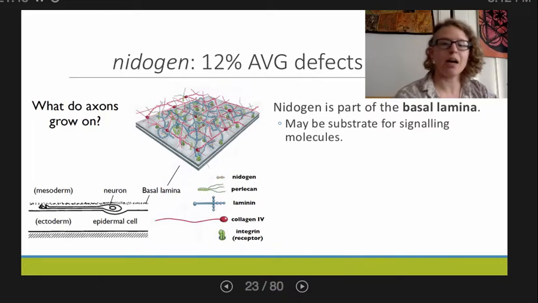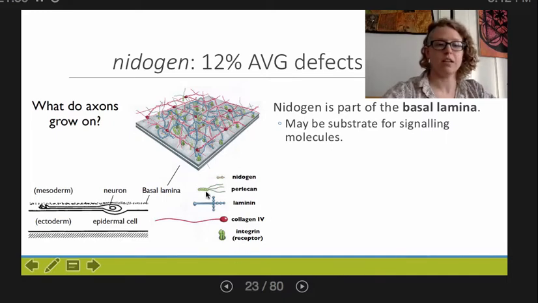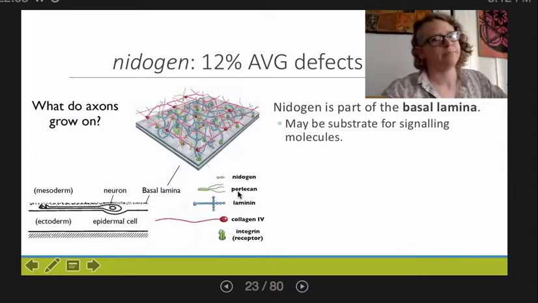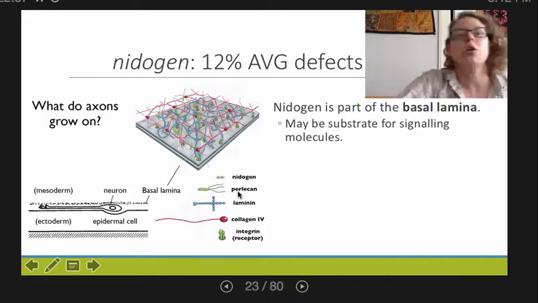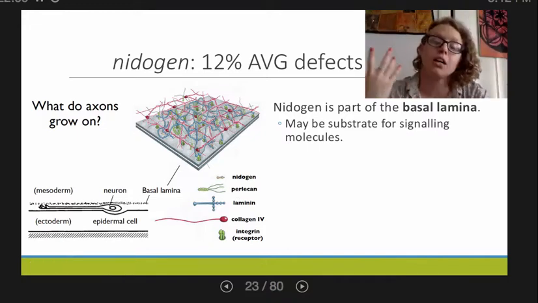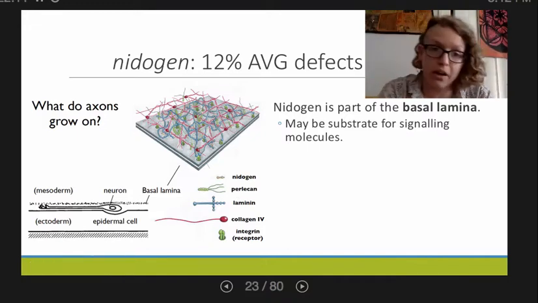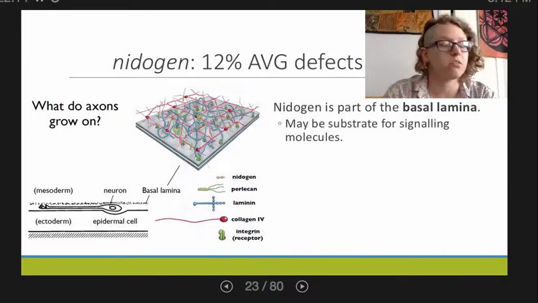And it's been hypothesized as the substrate along which axons grow, because it's very easy to stick things to the basal lamina. It's made up of a bunch of different very sticky things that associate with other things, essentially. So this might be a substrate for signaling molecules. So if you take it out, all of the signaling molecules that are stuck to the basal lamina won't be there anymore, and it's going to make it harder for the neurons to grow.